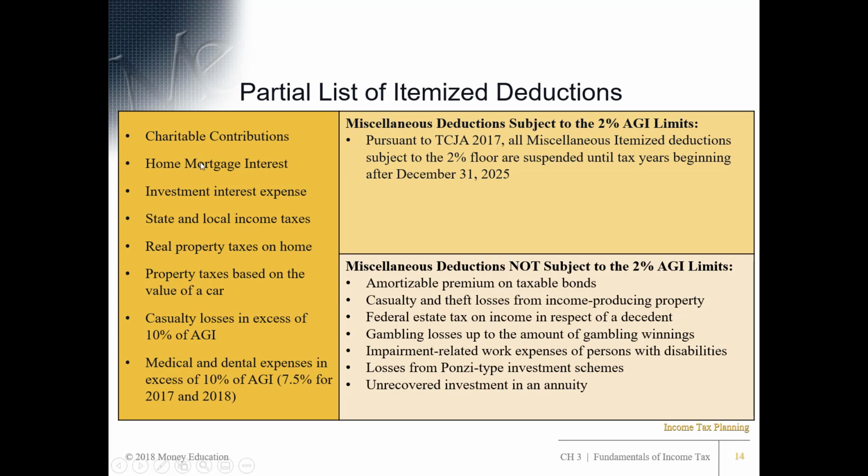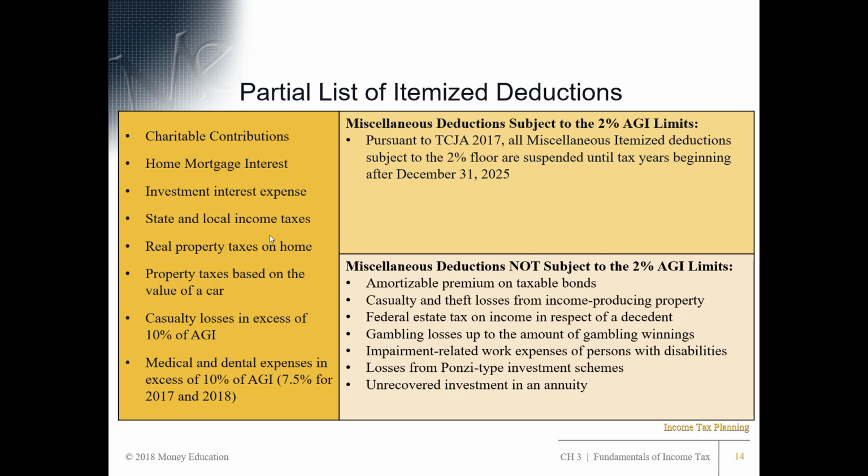So charitable contributions, home mortgage interest, investment interest expense, state and local income taxes, subject to a $10,000 cap. All the taxes are subject to a $10,000 cap. So this has been in the news a lot because a lot of people are really upset, especially in high tax states like Massachusetts, New York, California, Connecticut, where property tax and income tax are high. This is limiting the amount of tax deductible.